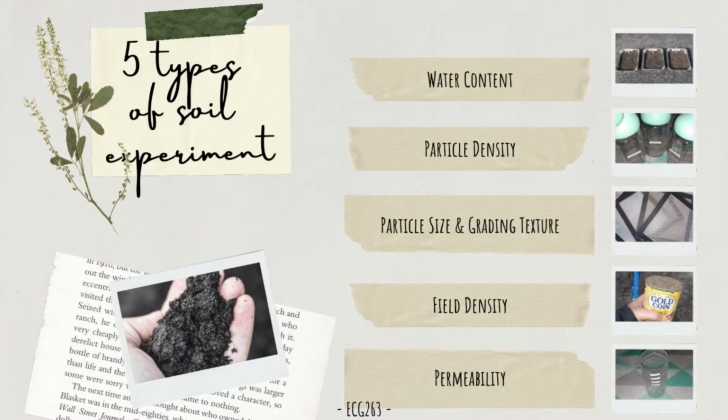These are the 5 types of soil experiments that will be conducted in this mini project video. The first one is water content, then particle density, particle size and grading texture, field density, and also the permeability experiment.